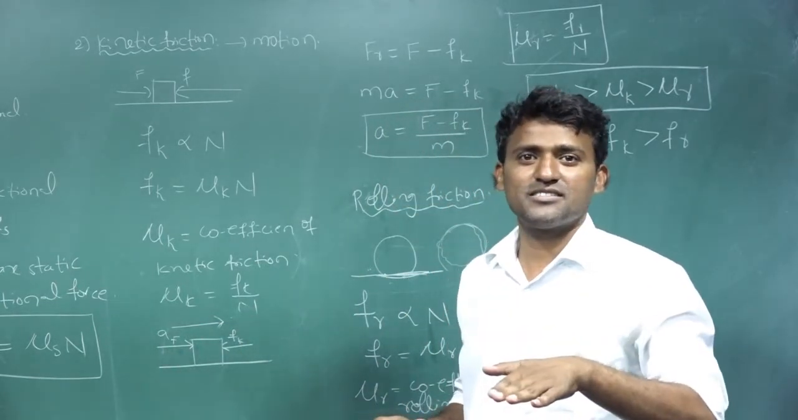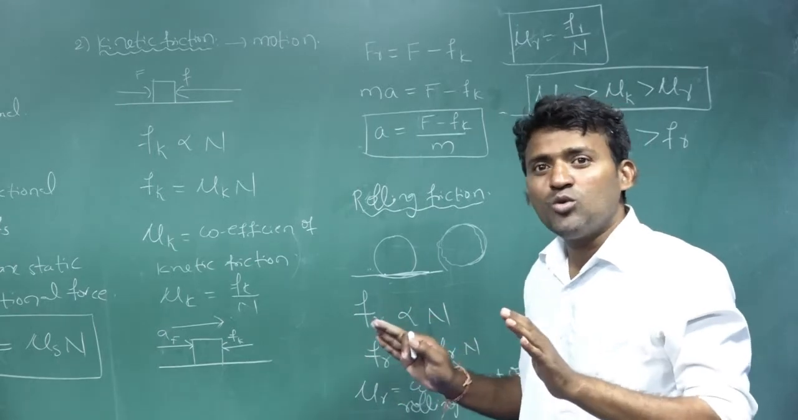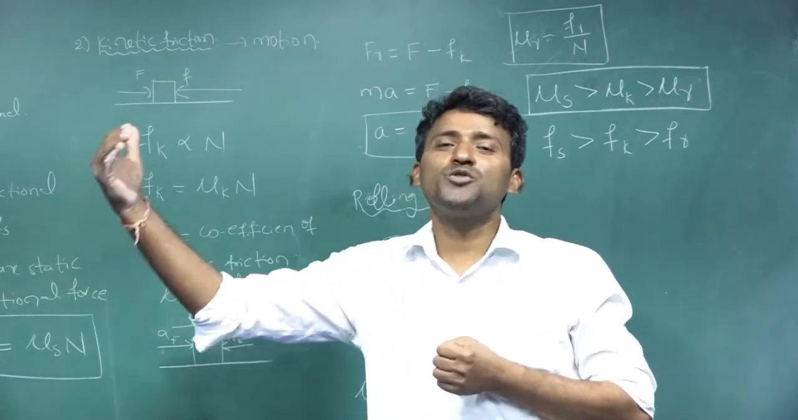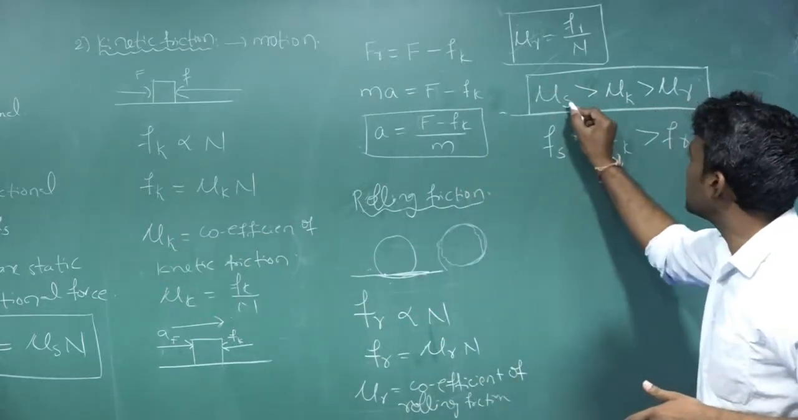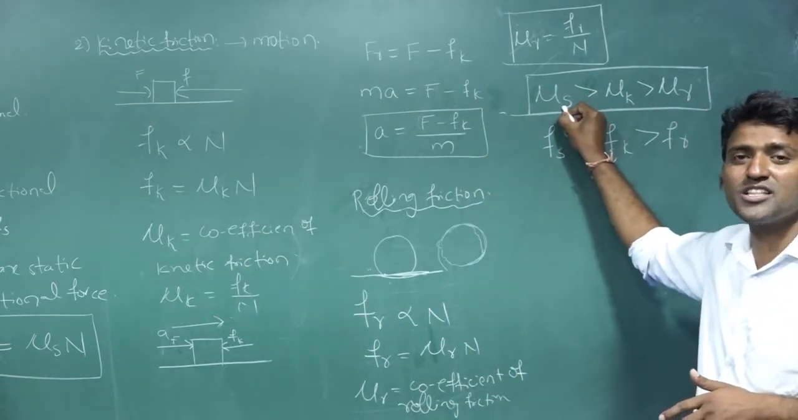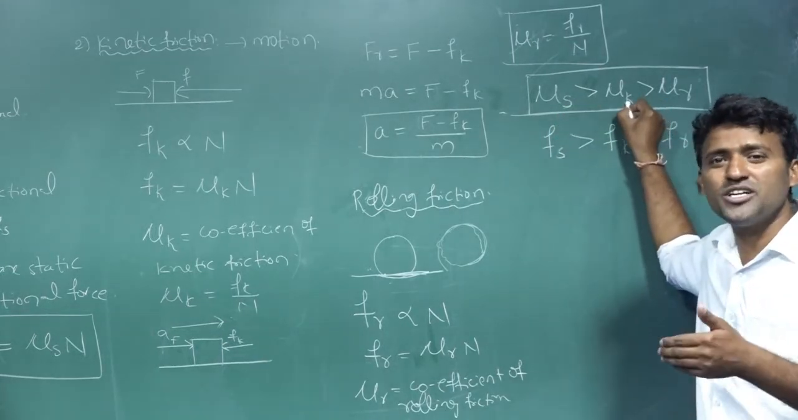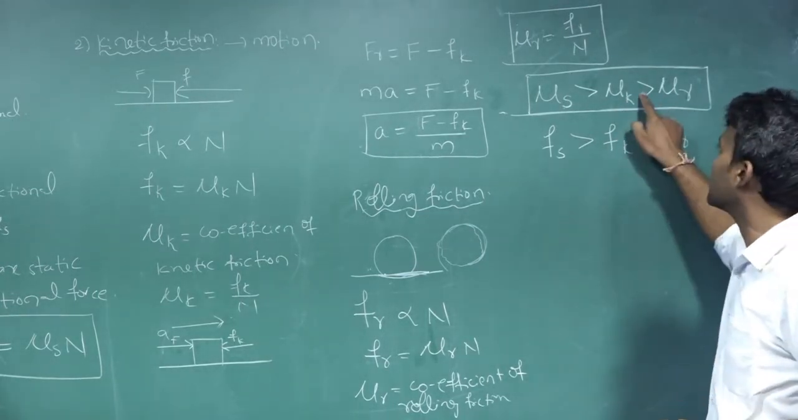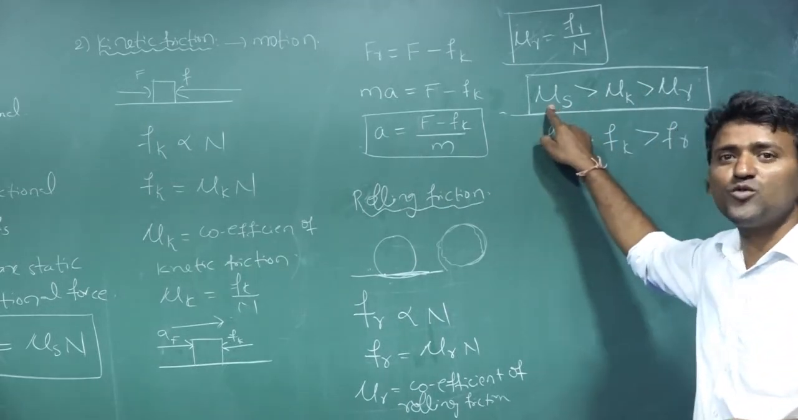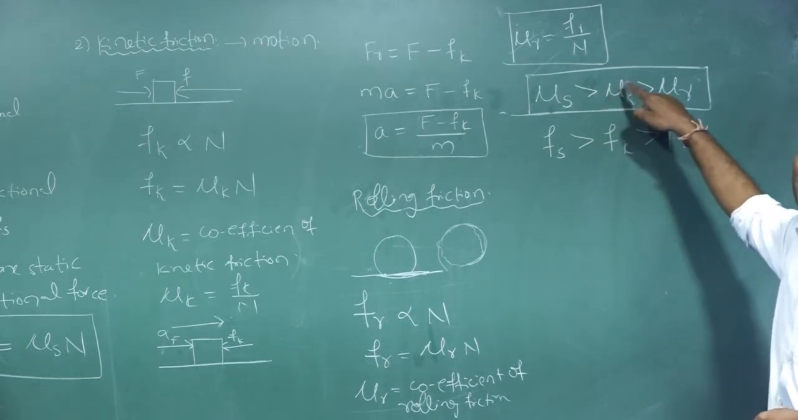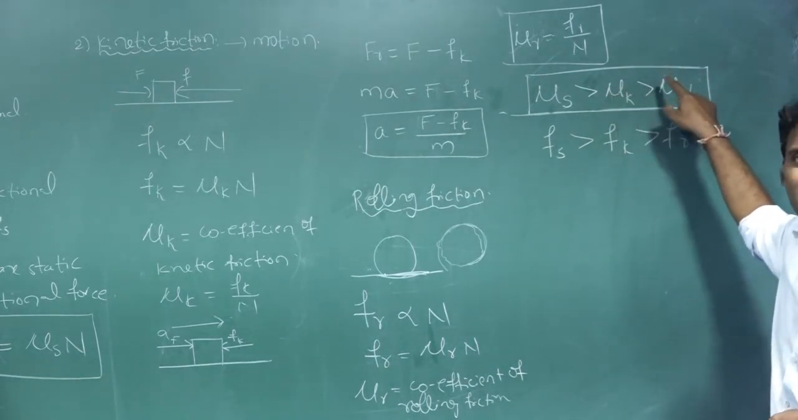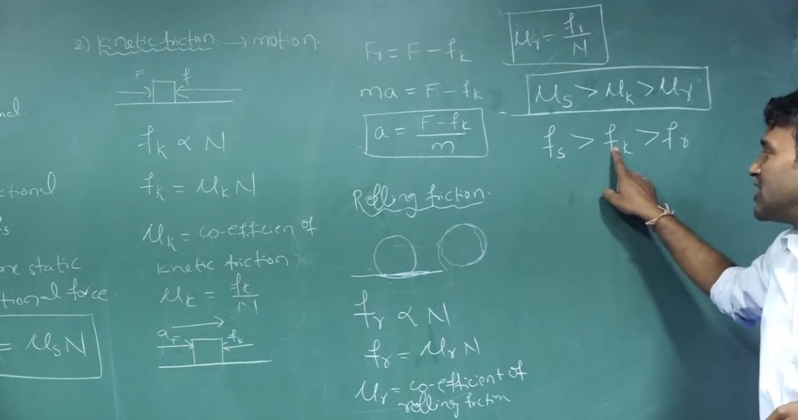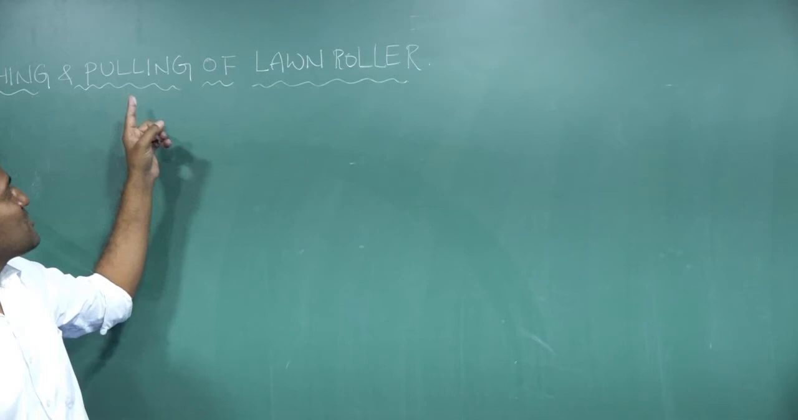The force decreases. See here, when an object is at rest, to move it you have to apply more force. When you apply more force, it means there is more opposing force. That is the starting trouble, that is the static frictional force, which is more. Then when the object is in motion, you can apply less force. That's why kinetic frictional force is less. But when the object is rolling, it is less than that. So the coefficient of static frictional force is greater than kinetic frictional force, and kinetic frictional force is greater than rolling frictional force. And this one you can write: static frictional force is greater than kinetic frictional force, which is greater than the pushing and pulling of a lawn roller.